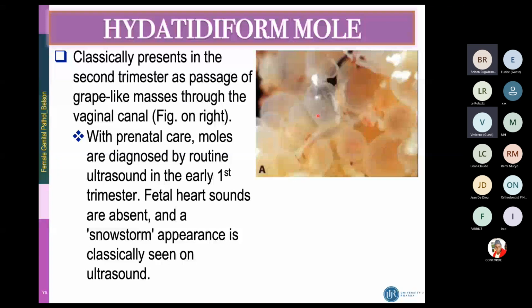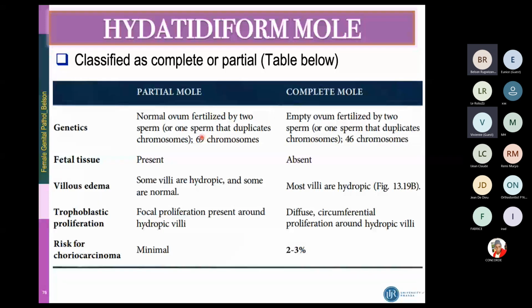So here is a comparison between partial and complete mole. In partial mole, as I said, usually there are 69 chromosomes. They can be 69 or 92, because more than 2 sperm cells may enter. But it is also said it may be one sperm cell which duplicates after reaching the ovum and becomes two, therefore having duplicated chromosomes. The complete mole has only the normal karyotype, 46 chromosomes.